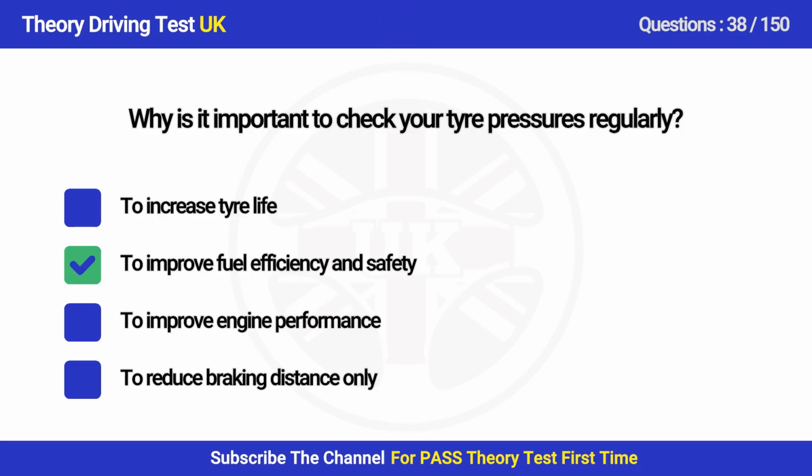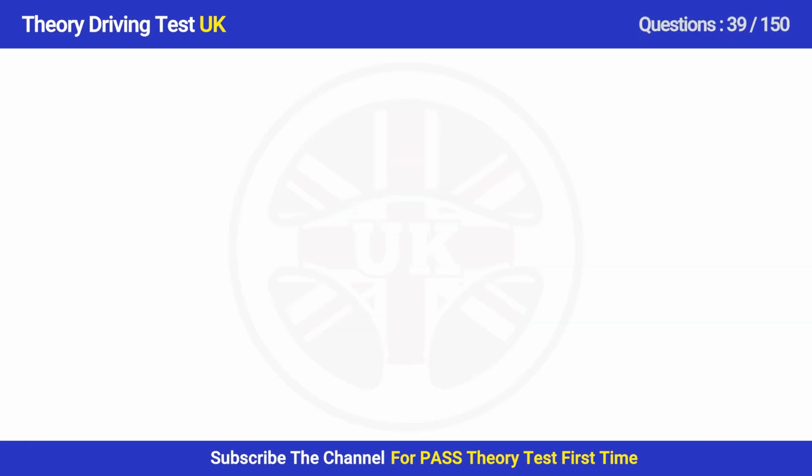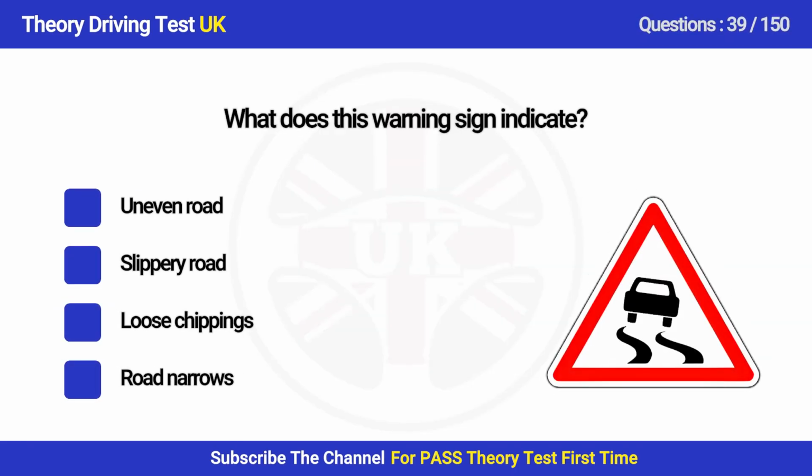Answer is B. To improve fuel efficiency and safety. Correct tire pressure ensures optimal grip, handling and braking performance, contributing to safety. It also helps reduce fuel consumption and extends the life of your tires. Question 39. What does this warning sign indicate?